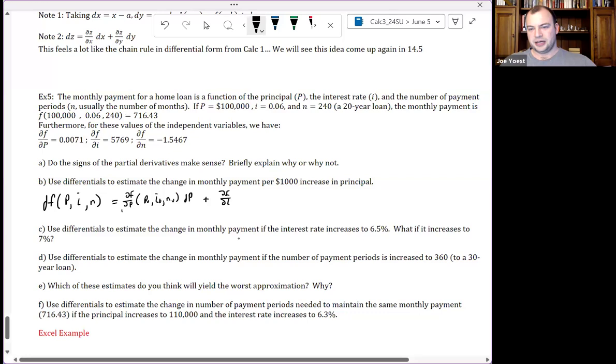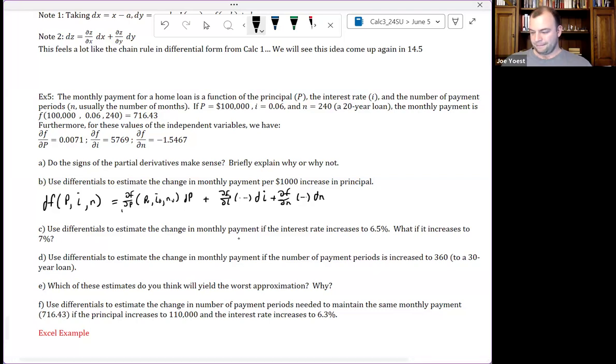the partial of f with respect to I evaluated at P naught, I naught, N naught, times the differential of I, the change in the interest rate, plus the partial of f with respect to N, again evaluated at that point, times the differential of N, the change in N.